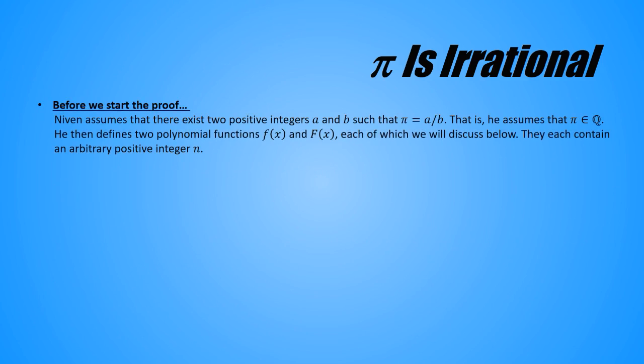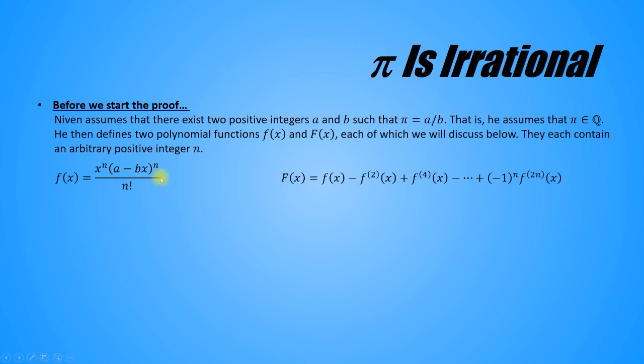So before we get started on the proof, Niven assumes that there exist two positive integers a and b such that pi equals a over b. So he's assuming that pi is rational. To construct his proof, he defines two polynomial functions, f of x and capital F of x, each of which we will discuss below. They each contain an arbitrary positive integer n. So the first function, f of x, is a polynomial function of degree 2n. You get n powers of x from here, and n more powers of x from here.